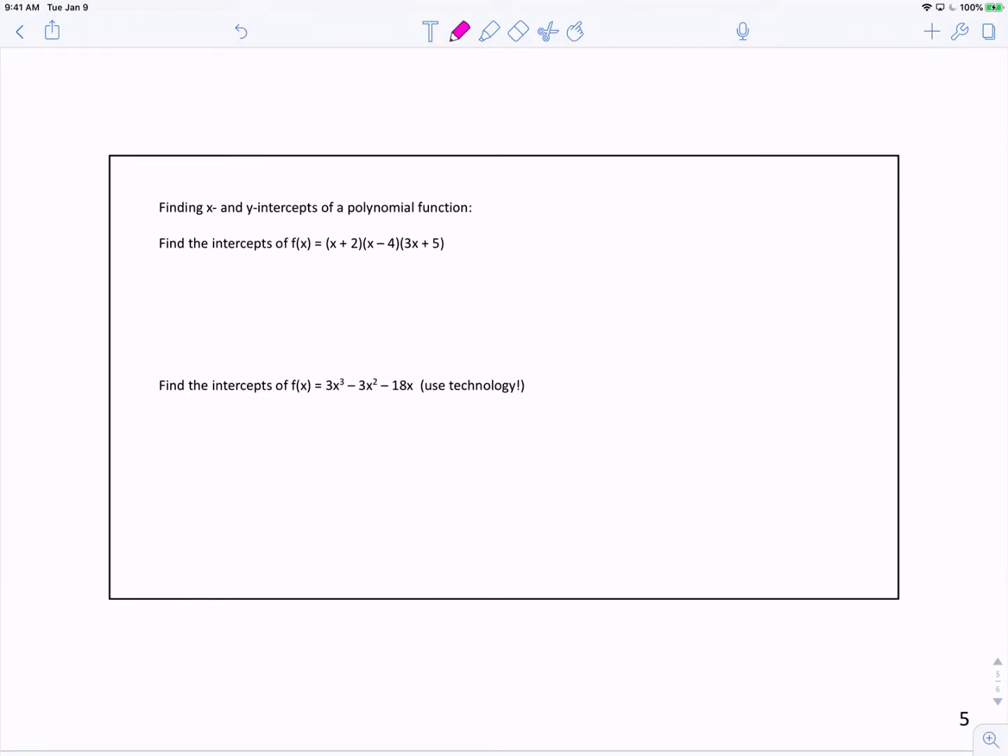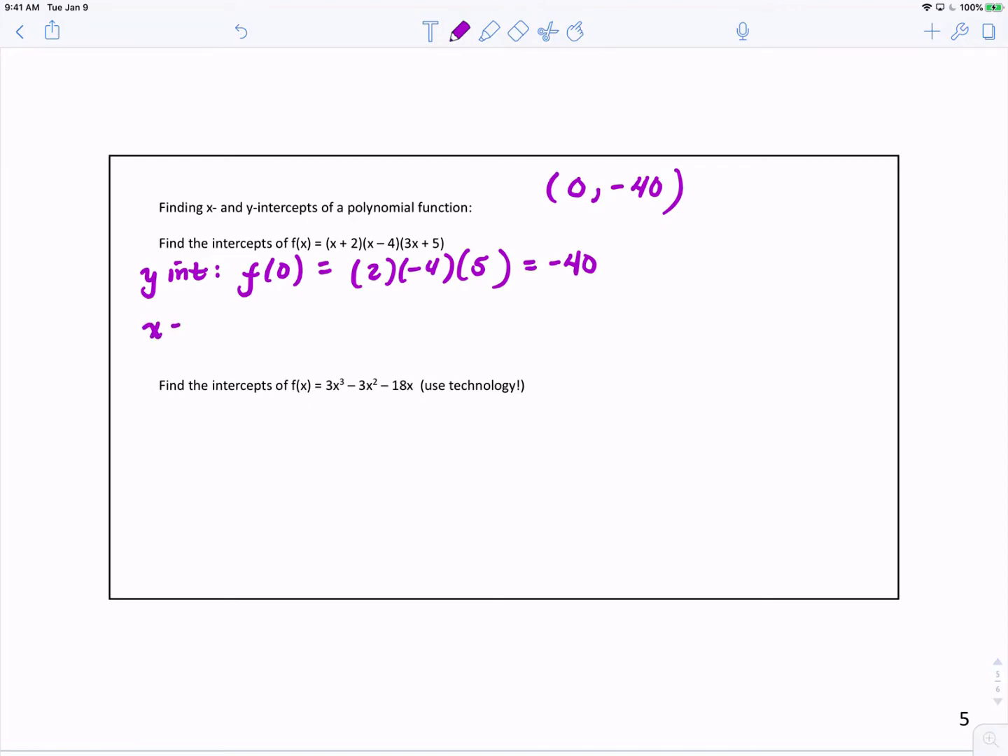To find the x and the y-intercepts of a polynomial, the first one that's easy to find is the y-intercept, and we've talked about this before. So to find the y-intercept, you're going to just evaluate what f of 0 is equal to. So in this case, f of 0 would be equal to, if you plug in a 0 for x, 2 times negative 4 times 5, and that would be equal to negative 40. So the y-intercept would be the point (0, -40). In other words, it's going to intercept the y-axis at negative 40.